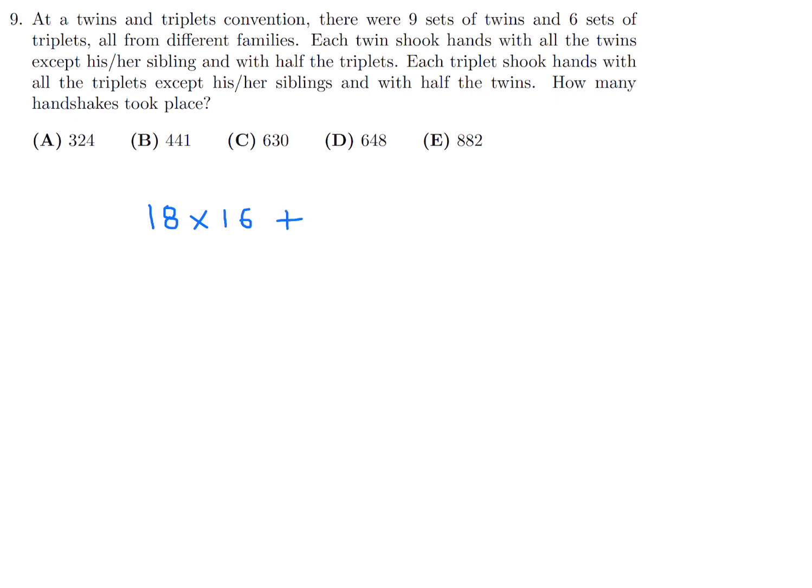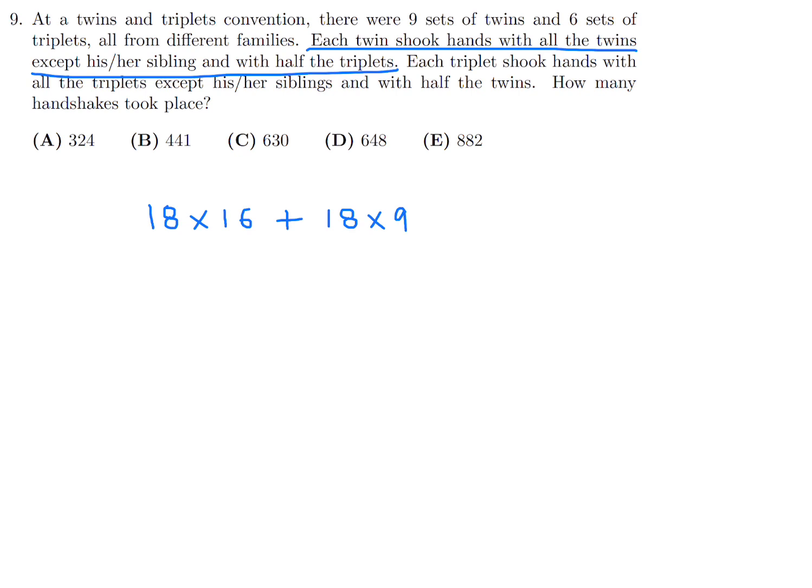We've got the fact that they also shake hands with half of the triplets. So there's 6 times 3, 18 of them. So half of that is 9. So that takes care of that first sentence. Now let's look at the next one.